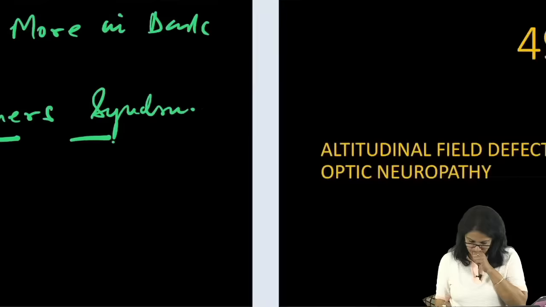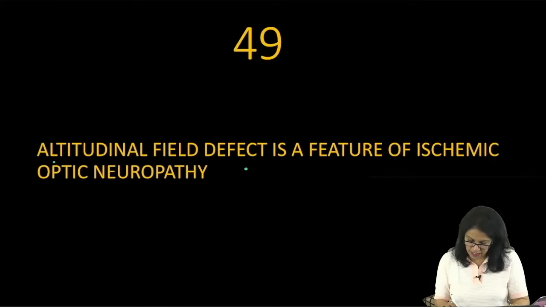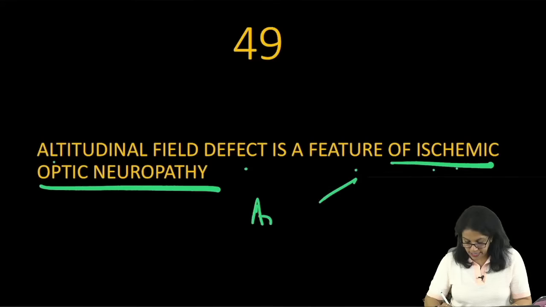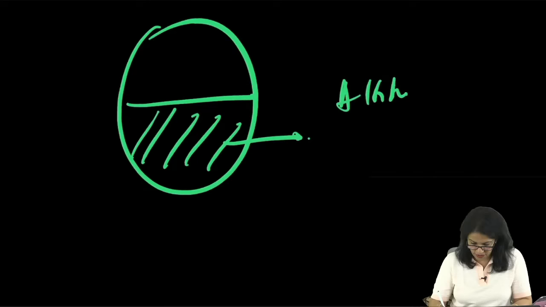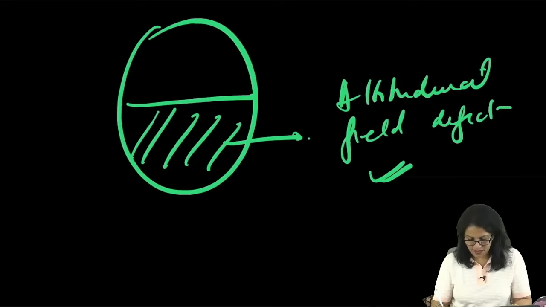Okay, we come to this one. Now tell me this. Altitudinal field defect is a feature of ischemic optic neuropathy. We'll not forget this. It can be arteritic. It may be non-arteritic. What is altitudinal field defect? Where either superior is gone or, more commonly, inferior is gone. This is what is altitudinal field defect. Again, it's a feature of optic nerve disease. So this is important.